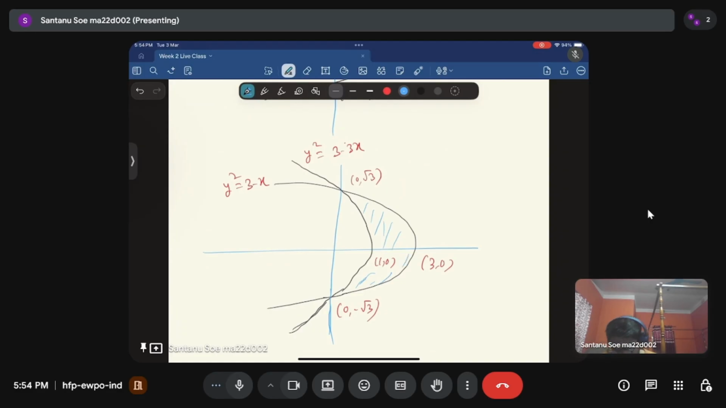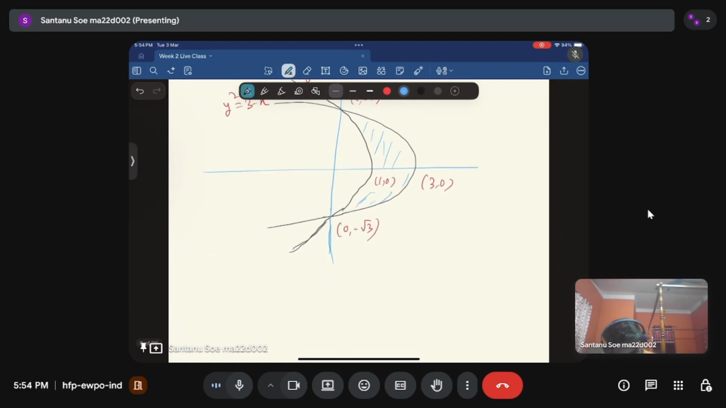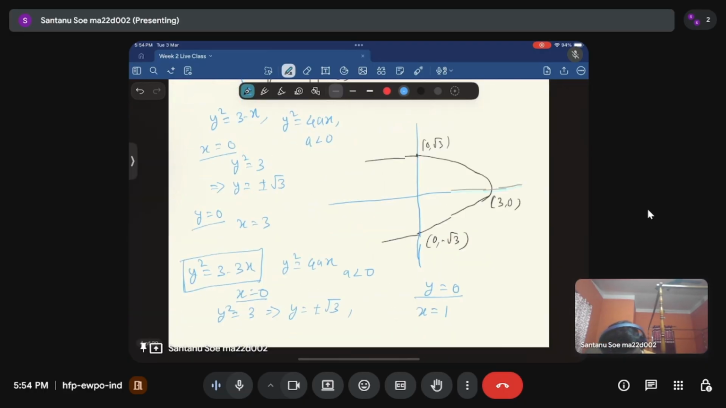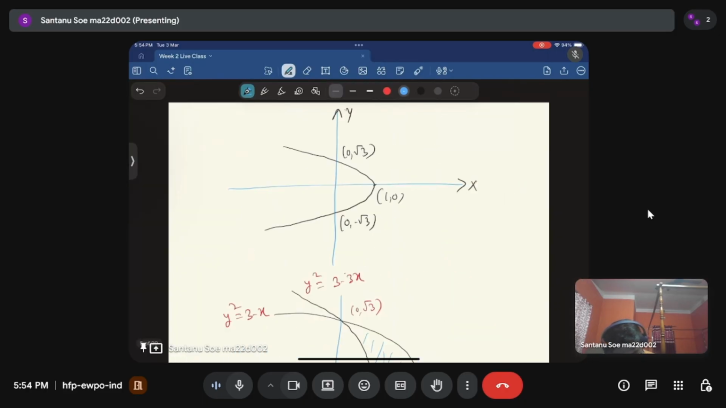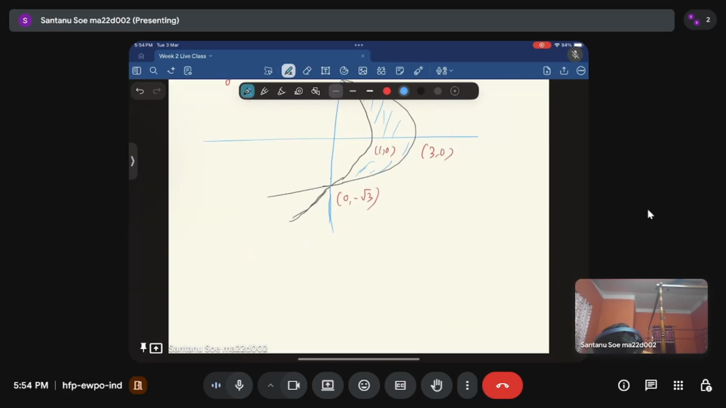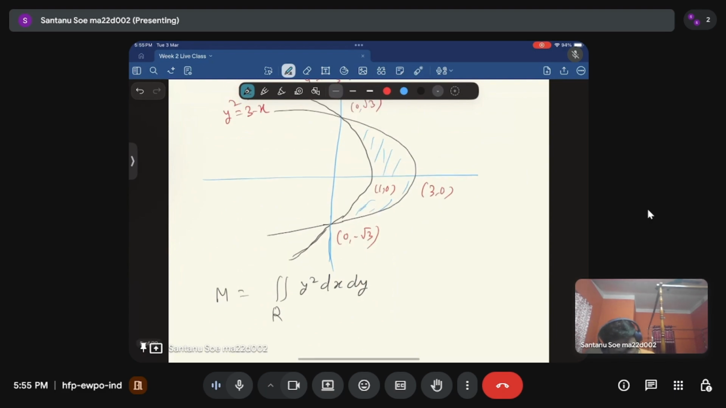Okay, so now we'll find out m. The formula for m was double integration over R of rho(x, y) dA. So our m is going to be the double integration over R. Rho(x, y) was y square, so this will be y square dx dy. Now we can take a strip like this.